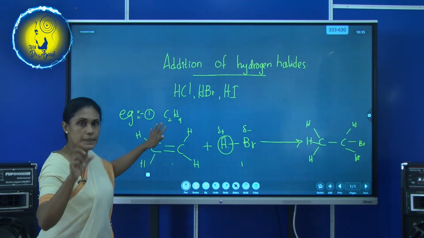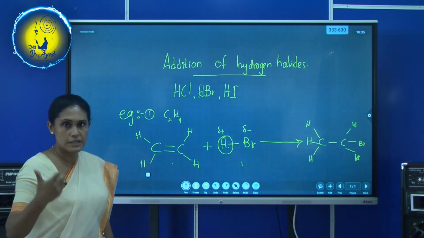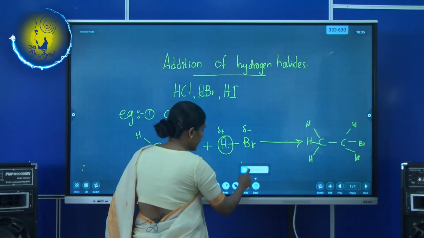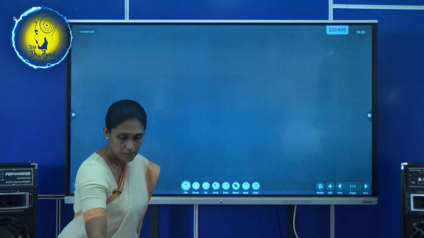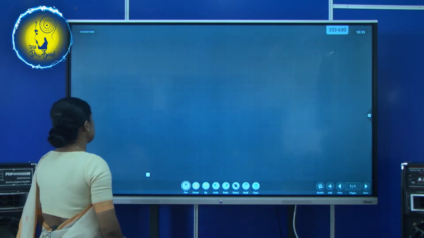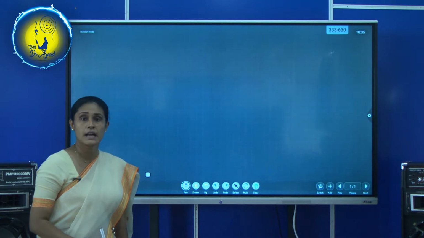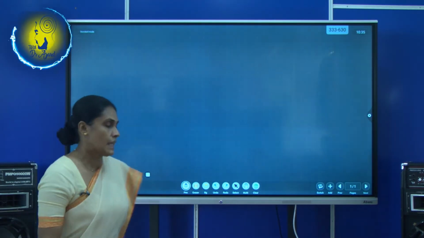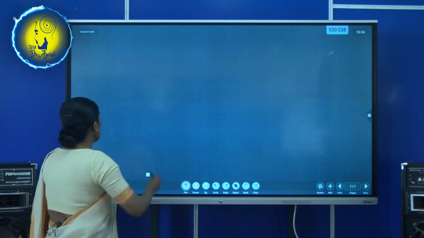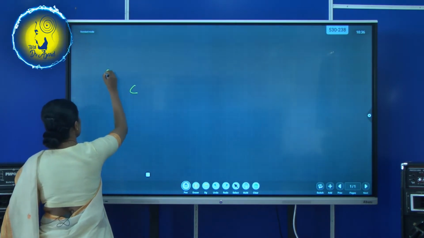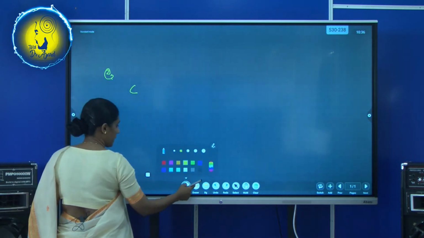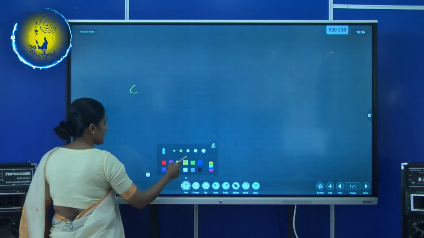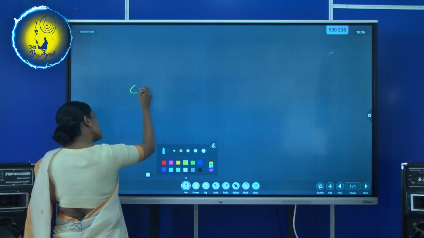I have taken the simplest alkene because it's easy for you to understand. I'm going to take a bit more complicated alkene. I'll take propene. Can you remember the diagram or the displayed formula or the structural formula of propene? Yes. Let me draw propene in this. This is my second example, propene.